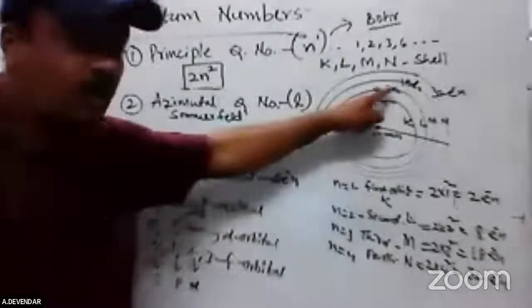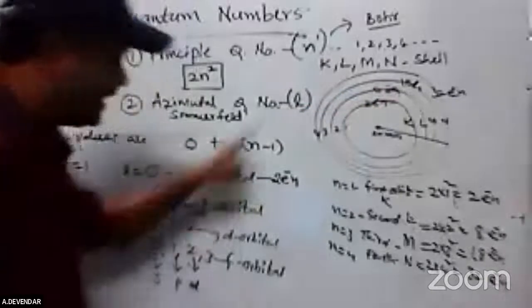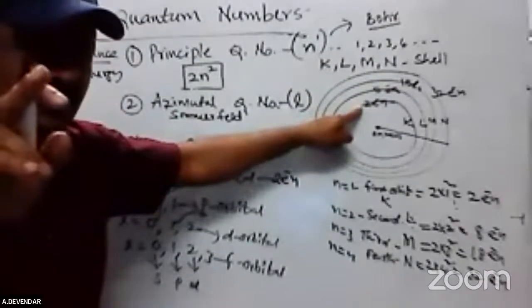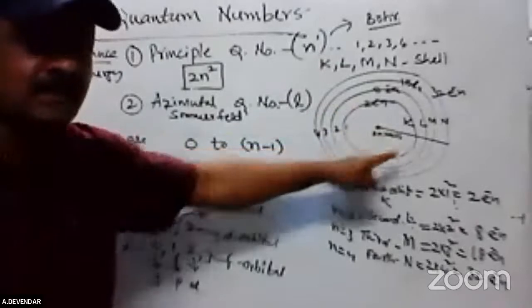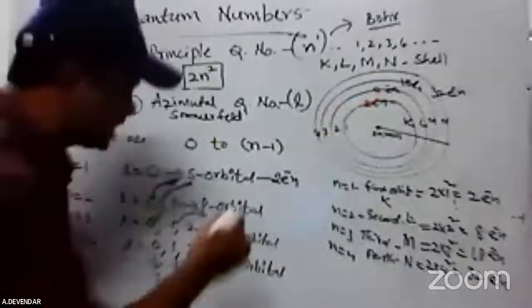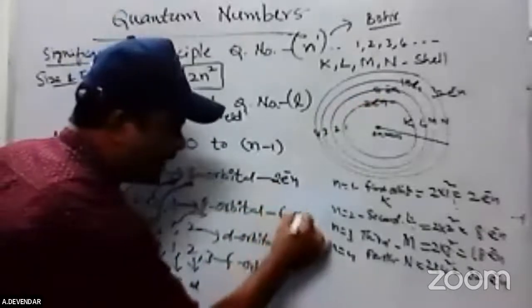And the second orbit, the maximum is 8. Already in the second orbit, 2 rooms are there. One belongs to the S room, another belongs to the P room. S can accommodate a maximum of 2 electrons. So 8 minus 2 means 6 more electrons. 6 electrons can be accommodated by the P orbital.